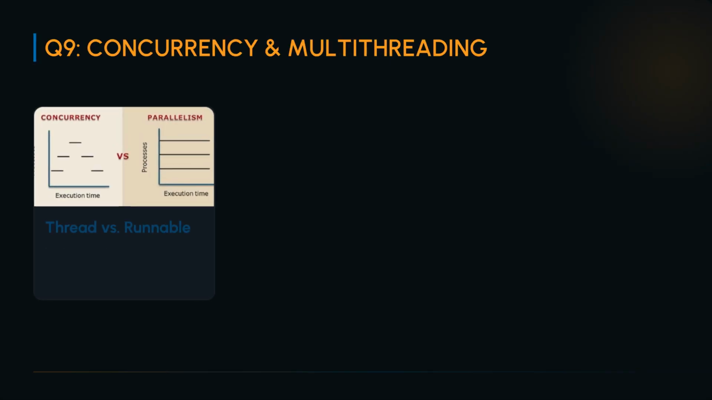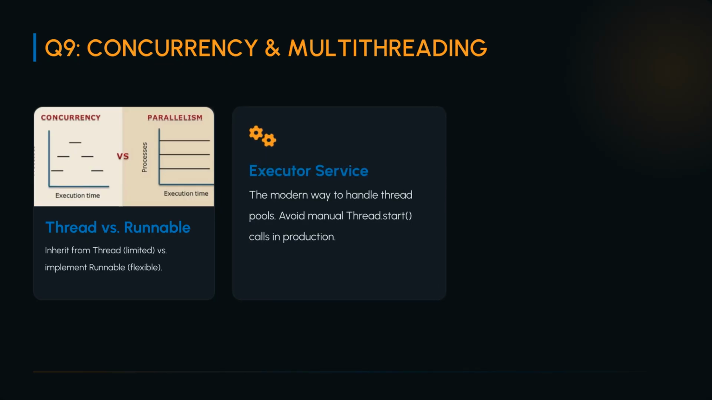Next question they asked me was on concurrency and multithreading. They asked me the difference between Thread versus Runnable and the Executor framework. So I explained those concepts. The Executor framework is used to manage a thread pool instead of manually creating threads with the help of the Thread class or the Runnable interface. So in real projects, we avoid using Thread directly. We use the Executor framework. So that's how I answered it.